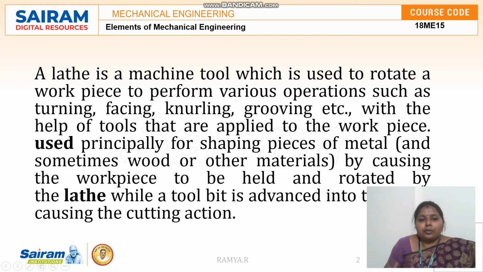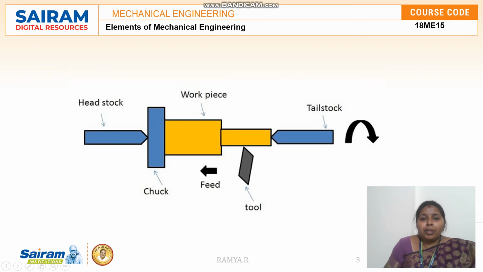Principally this is used for shaping pieces of metal by causing the workpiece to be held and rotated by the lathe, with the tool bit advanced into the workpiece, causing the cutting action. So here in the lathe, the workpiece will be rotating and the tool is moved against the workpiece in order to remove the excess material from the workpiece.